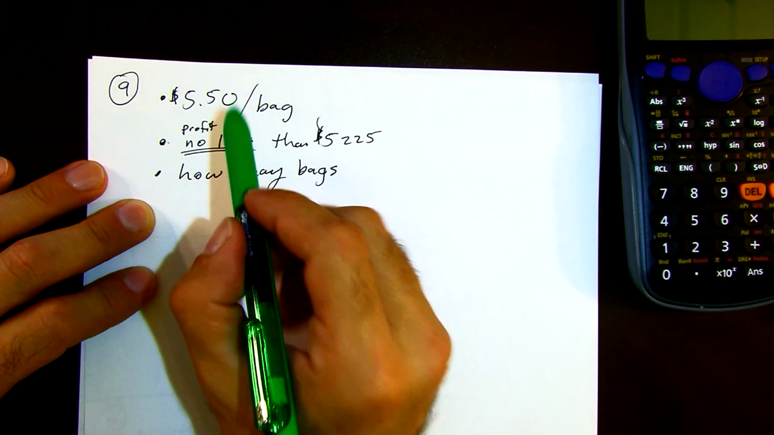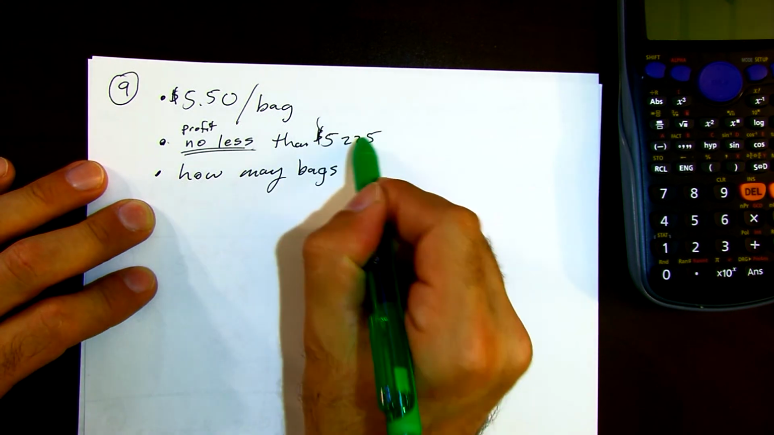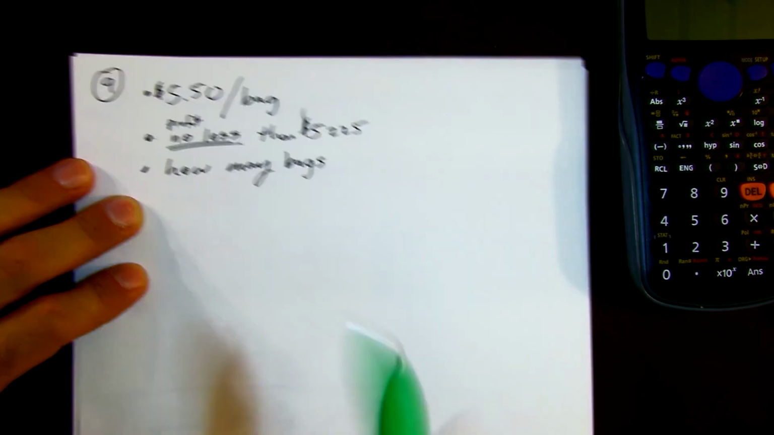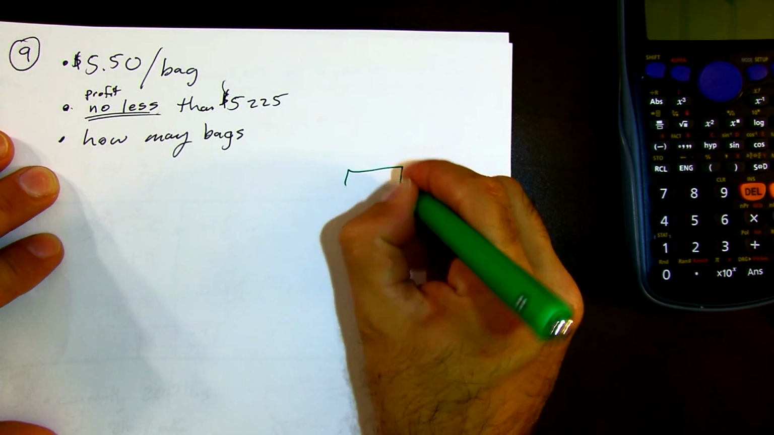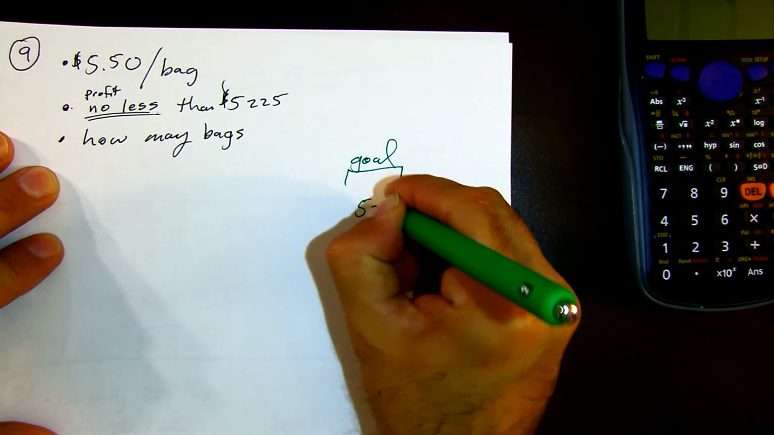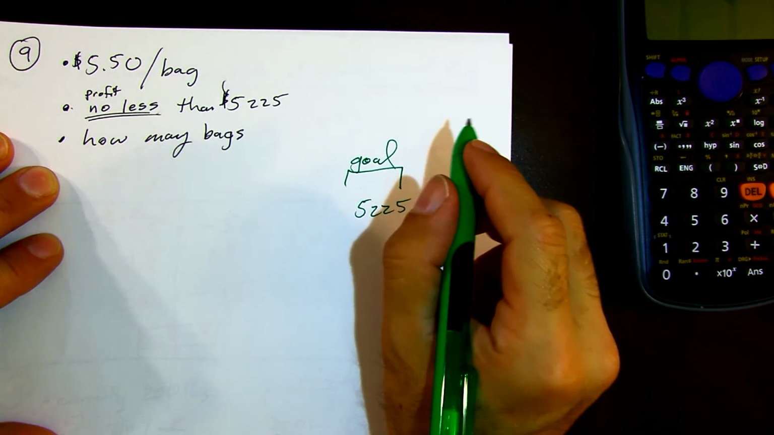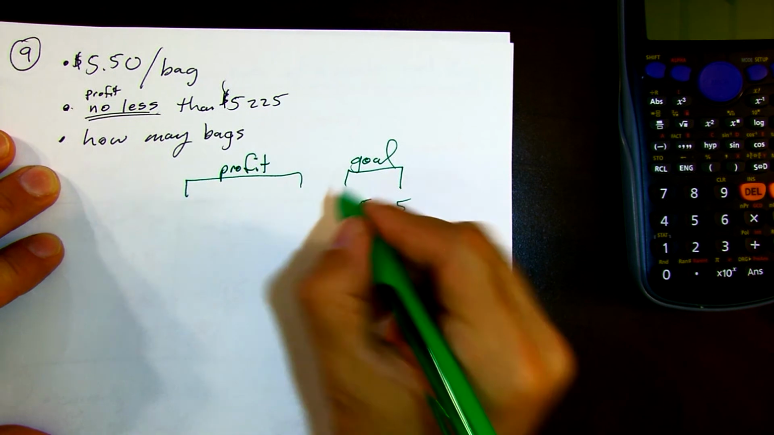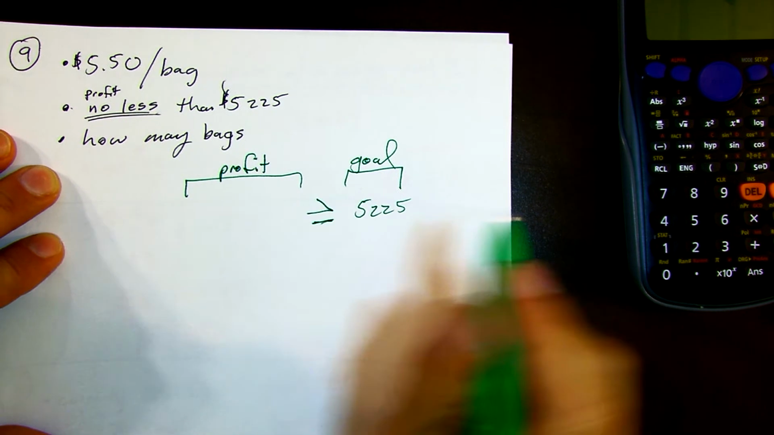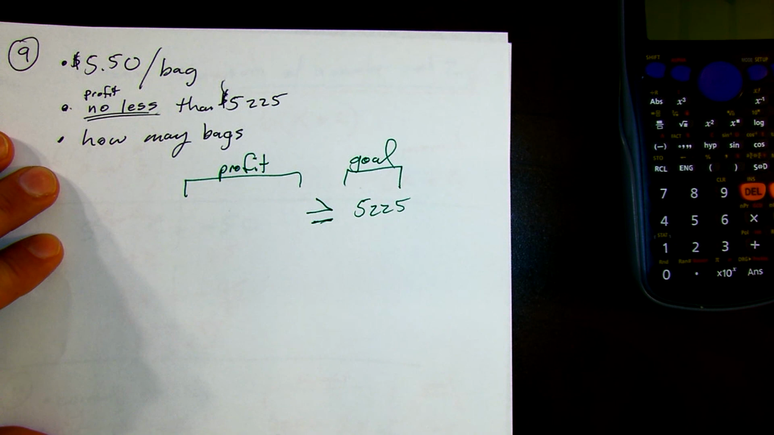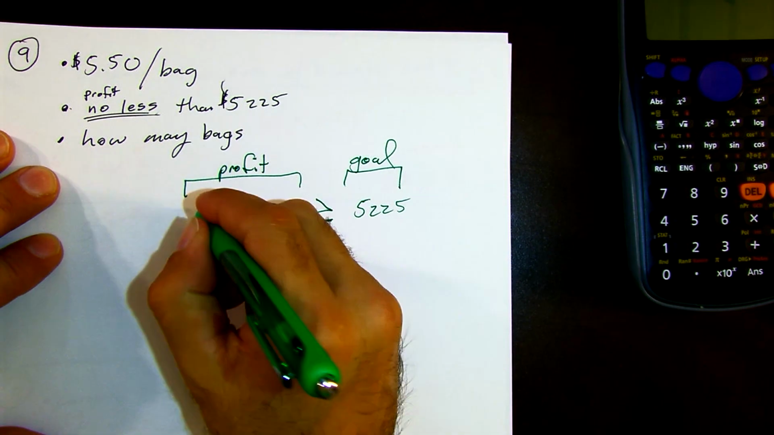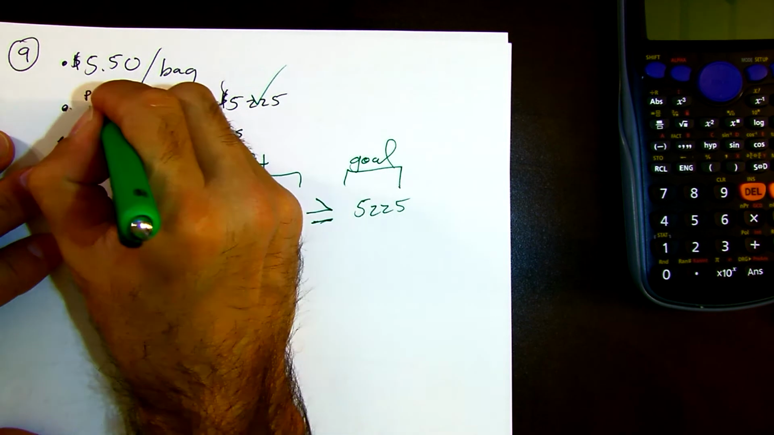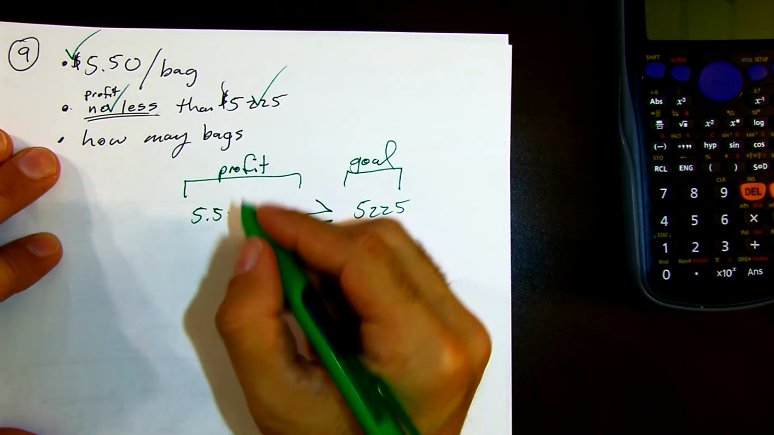Here's the thing. No less. Could they earn $6,000? Yeah, that's fine because you can have no less than that amount. Could you have $3,000? No, that's not what we want. Could I have exactly $5,225? Yeah, because you can have no less than that, but you could have that exact amount. So my goal goes over here. My goal is $5,225, and my profit needs to be either equal to that or more than that. If it's less than that, we didn't make our goal.